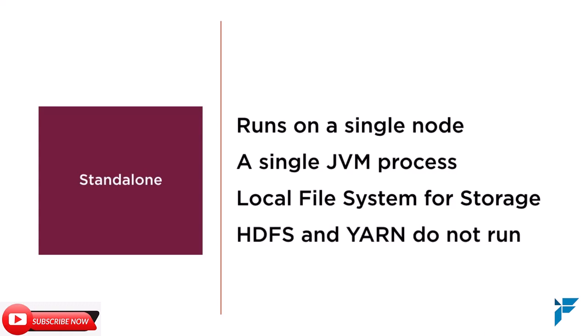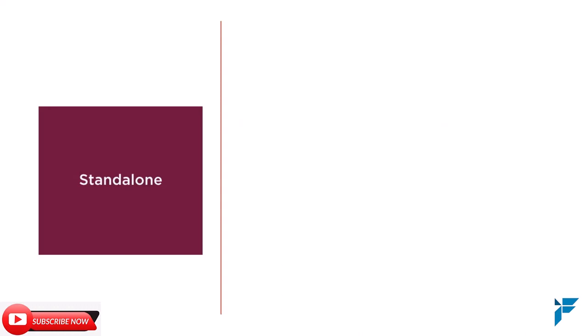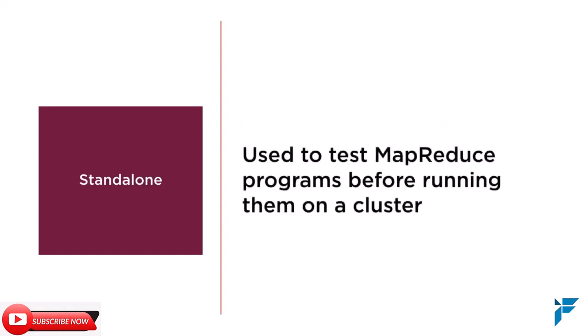Yarn doesn't run as well. There is no negotiation for resources because all that exists is the single node. All the master slave setup that you'll see in a cluster doesn't exist in Hadoop standalone. Standalone Hadoop is extremely useful for testing purposes. If you don't want to go through the entire installation setup and you quickly want to check to see whether your MapReduce logic is correct, that's when you tend to use standalone mode.